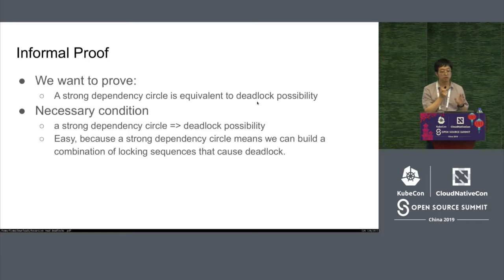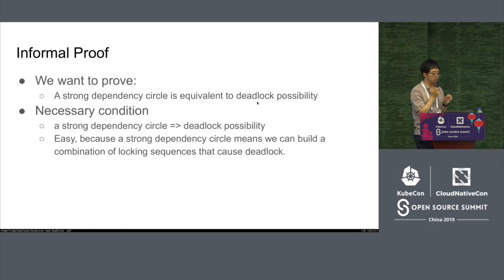I have also proved it. We want to prove that there's a circle, a loop. Based on this definition, we establish a dependency graph. If there's a loop happening, it equates to the deadlock possibility. But it doesn't mean that the deadlock is definitely going to happen, because you only need a very special condition to make the deadlock get triggered.